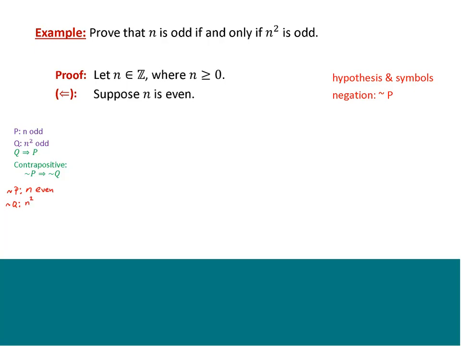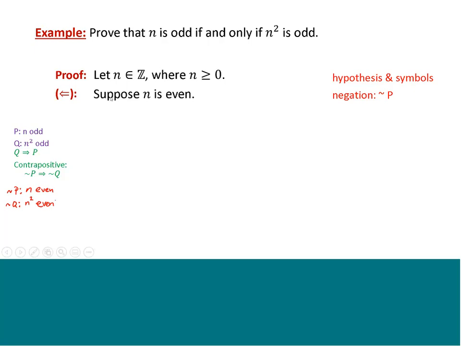It'll be something about n squared. So regular Q says n squared is odd. So not Q would be n squared is... guesses? We need this because we'd need to know what our conclusion is. And yes, the negation of odd is going to be even. And why is that? Because all numbers are either even or odd.